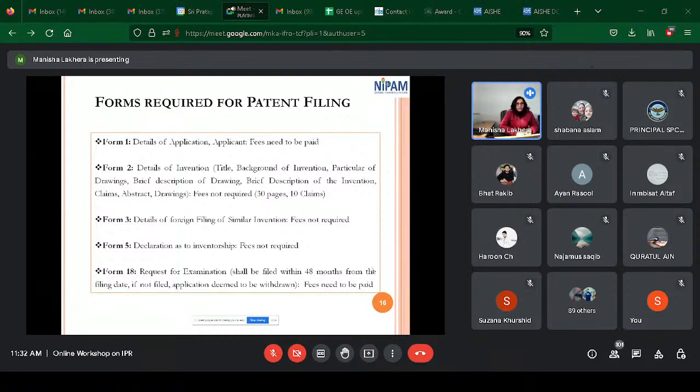years from the date of filing. And if it is not filed, then your application is deemed to be withdrawn. It is not examined.